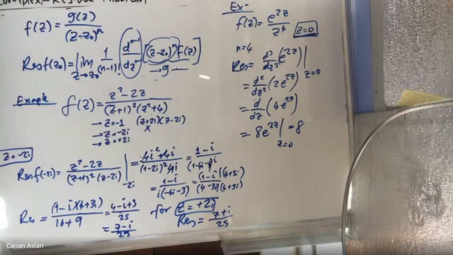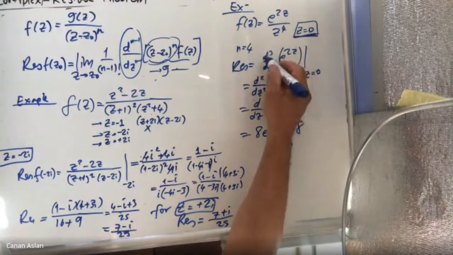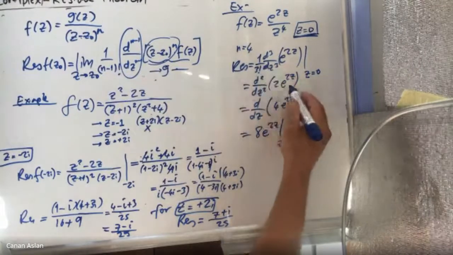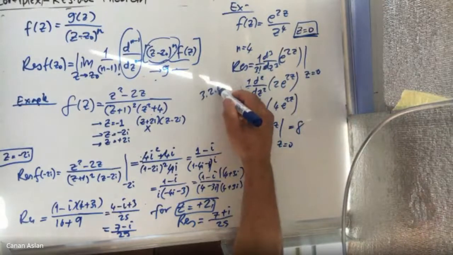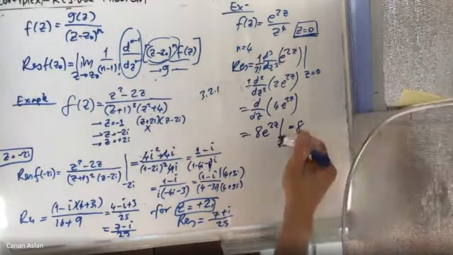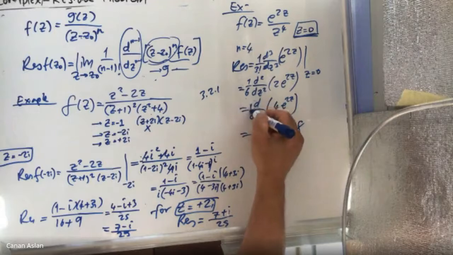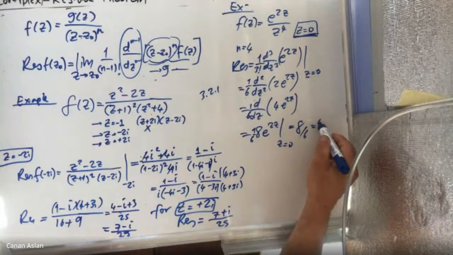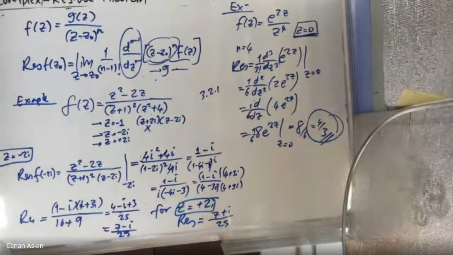But we forgot one thing, because we were going to do this 1 over (n minus 1) factorial, which is 3 factorial. We forgot 3 factorial there. So that 3 factorial, which is 3 times 2 times 1, gives you just 6. Okay, so there will be just 6 on the denominator. 1 over 6, 8 over 6 will give you just 4 over 3. Okay, 4 over 3 will be the result.